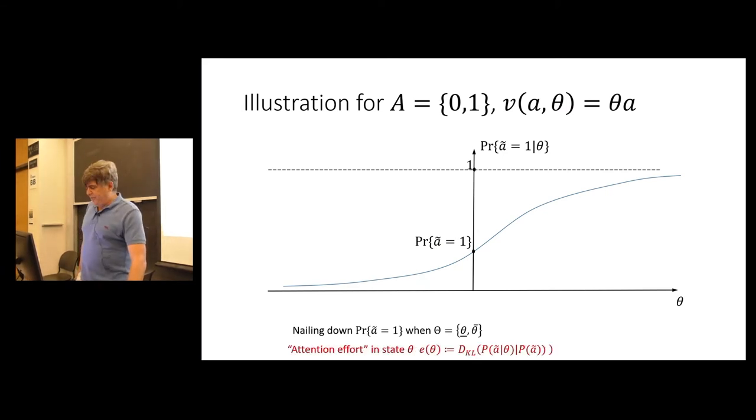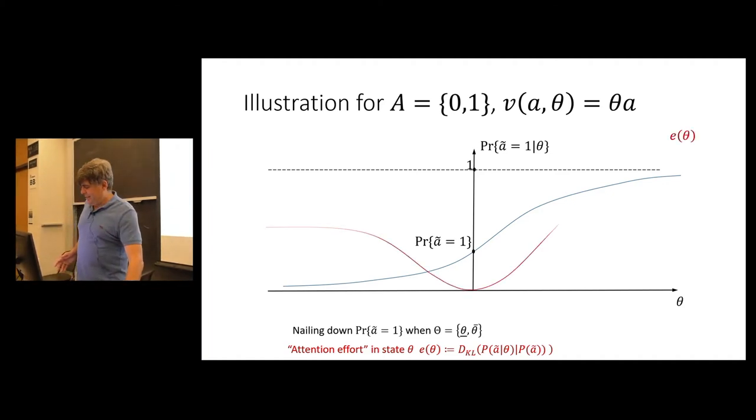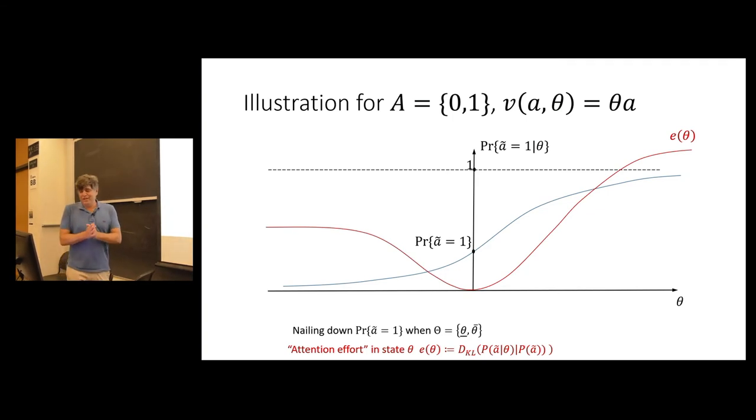Another way to think about this situation is what we call attention effort, which is just the KL divergence from the prior probability of acting to the posterior, and it takes this shape. Intuitively, this is how much effort you put in state theta. In state zero, you don't put any effort because it doesn't matter which action you choose, and you just play the prior, you don't diverge. But the bigger the stakes are, the more effort, the more attention you pay, and the more you diverge from the prior.